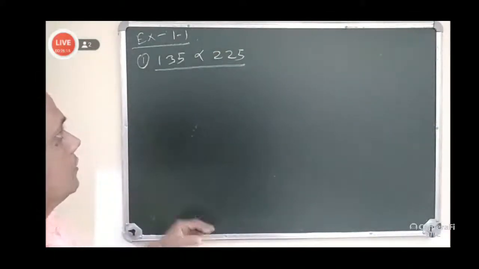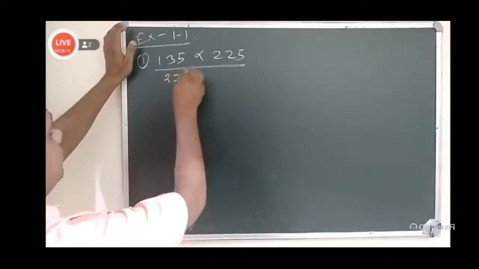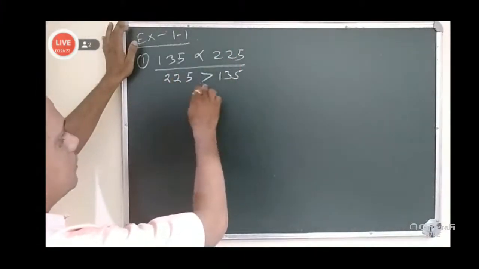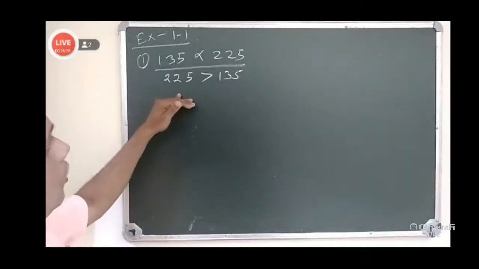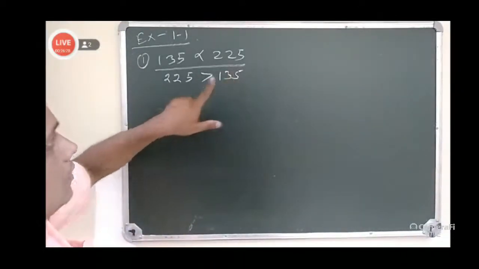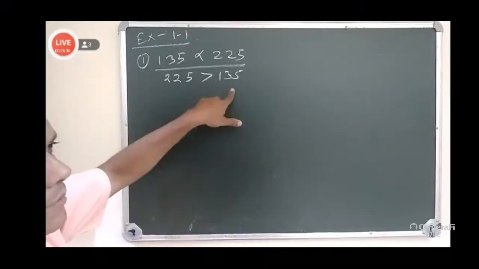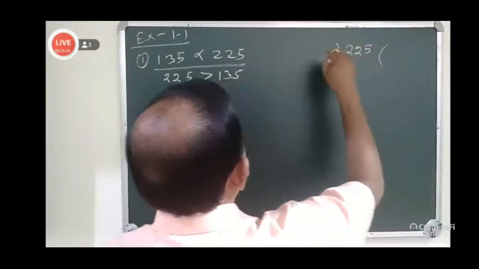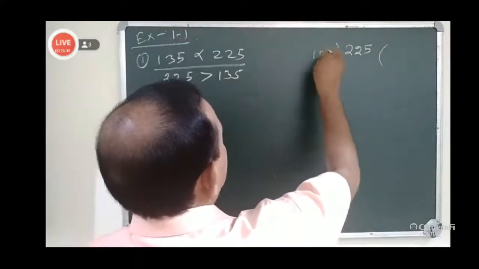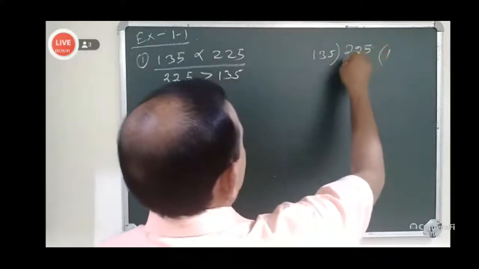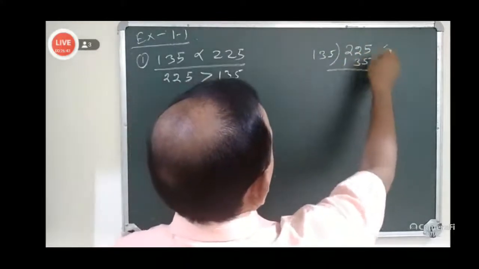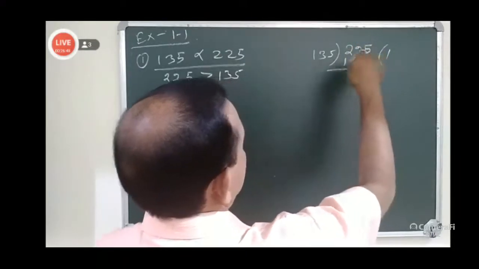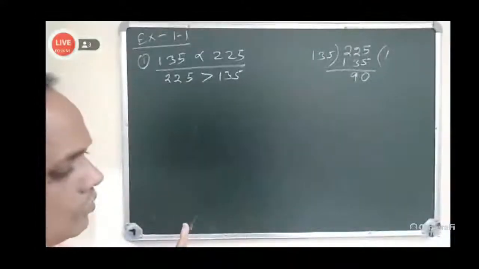Here we see that 225 is greater than 135. So when A is greater than B, this will be the dividend and this will be the divisor. 225 divided by 135. 135 1 is 135. 225 minus 135 is 90. The division process will not stop.